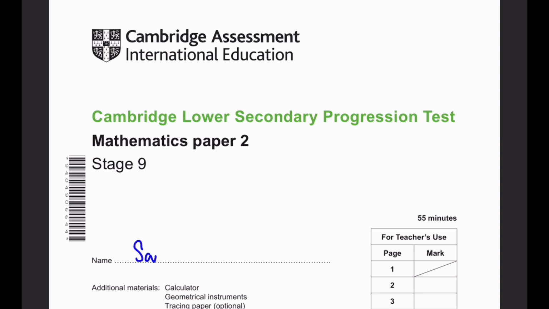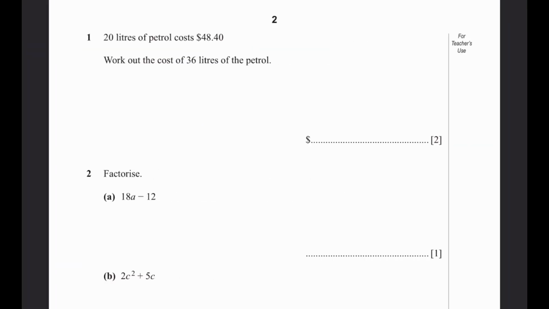This time we are doing the Cambridge Lower Secondary Progression Test Mathematics Paper 2 for Stage 9. We are allowed to use a calculator for this. So let's start. Question 1.